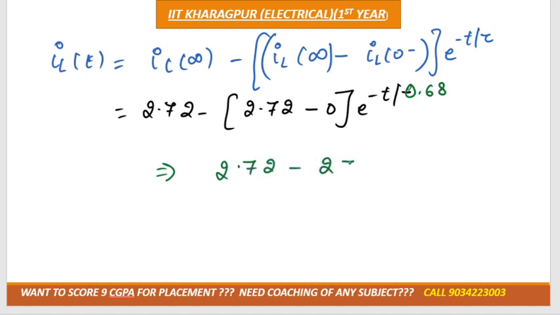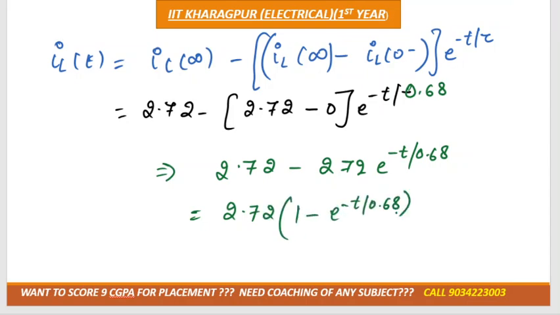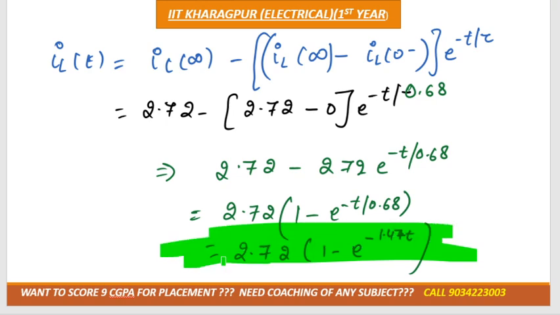So it would be 2.72 minus 2.72 e raised to the power minus t divided by 0.68. So we can take 2.72 common: 1 minus e raised to the power minus t divided by 0.68. So I told you we'll never leave 1 divided by 0.68. How much is it? 1.47. So the final answer is 2.72 times (1 minus e raised to the power minus 1.47t). This is the final value we got for IL of t. What is the answer for this?